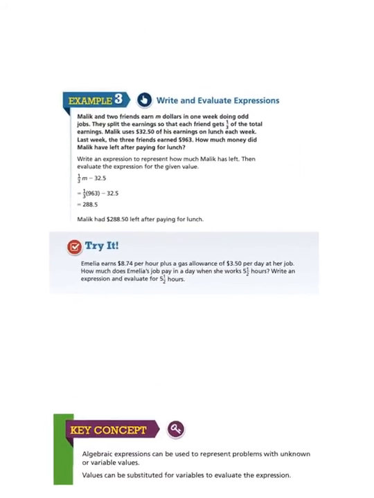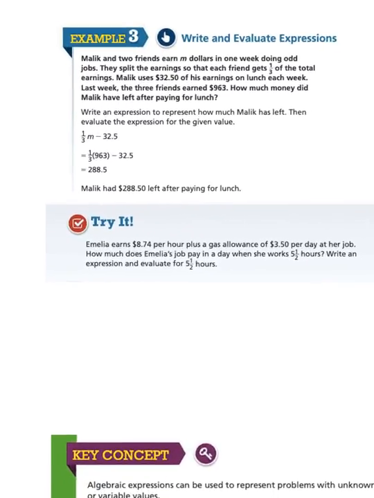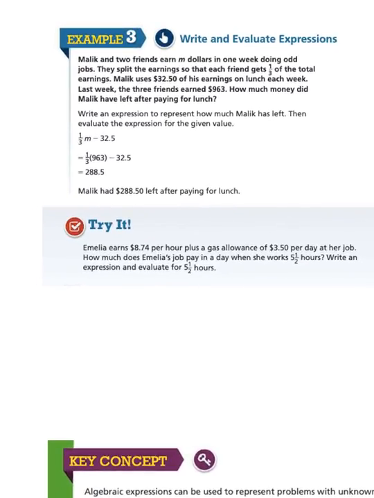Example number 3 simply wants you to write and evaluate the expression. So now you're going to read the word phrase, write the expression, and then evaluate it. So Malik and 2 friends earn $M in 1 week doing odd jobs. They split the earnings so that each friend gets 1/3 of the total earnings. Malik uses $32.50 of his earnings on lunch each week. Last week, the 3 friends earned $963. How much money did Malik have after paying for lunch?